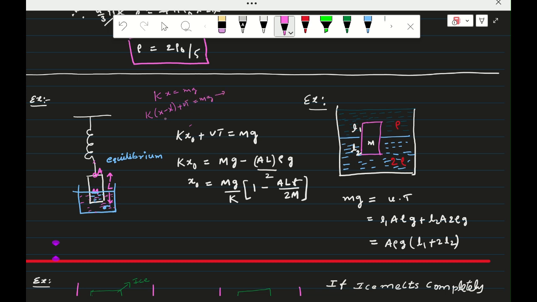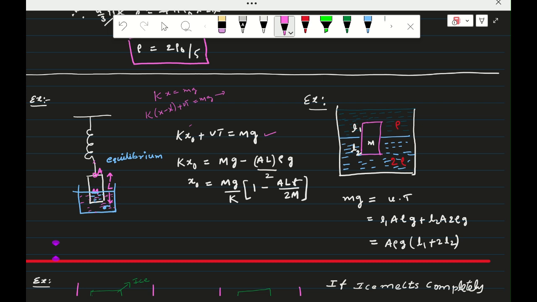So x minus x naught, I can take as the compression, the decreased length, because of upthrust only that decreases. So that is equal to x naught. So now the present extension is x naught. So this is the equation. So you solving it, you will get the result.